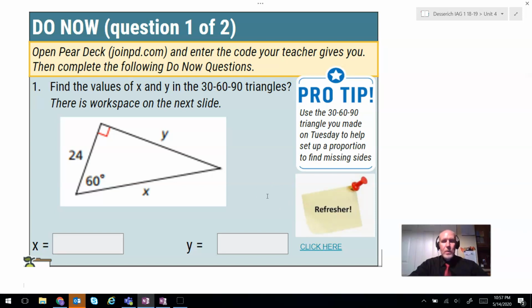Can you find X and Y on your own? Maybe using Thelma, the 30, 60, 90 triangle from Tuesday, or whatever you named your 30, 60, 90 triangle. So now try that on your own, and then press pause to try it on your own, and then unpause when you are ready.